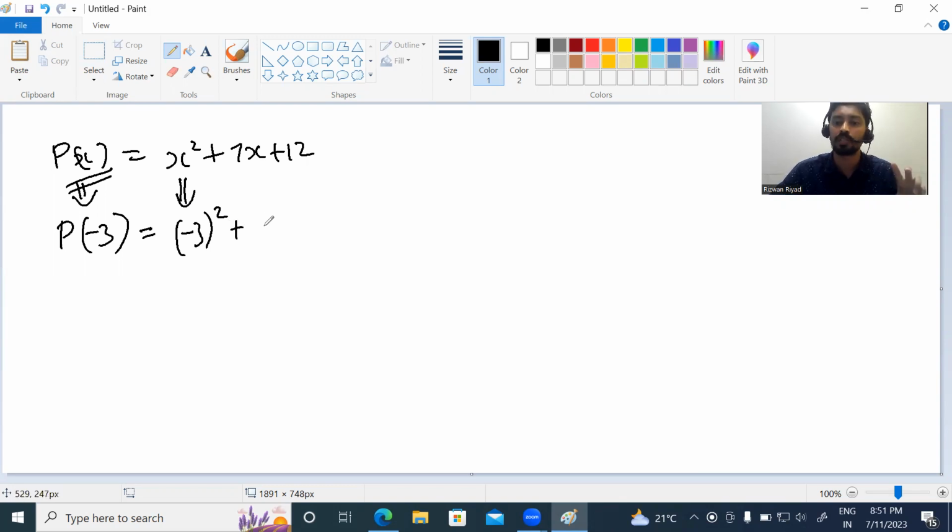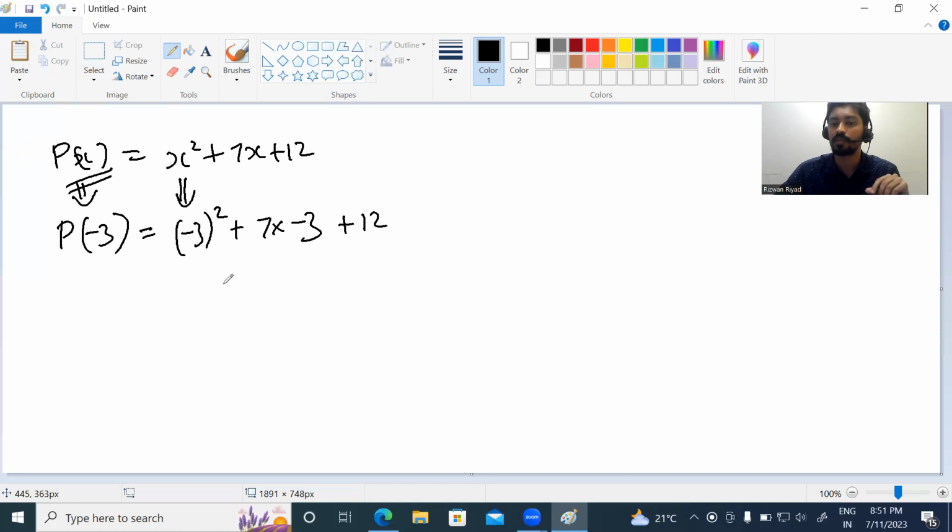7x means 7 into x. There also you can put minus 3 in the place of x. So it becomes 7 into minus 3, plus 12. No change for that because there is no x. So this you will get as the expression if you put minus 3 in the place of x.